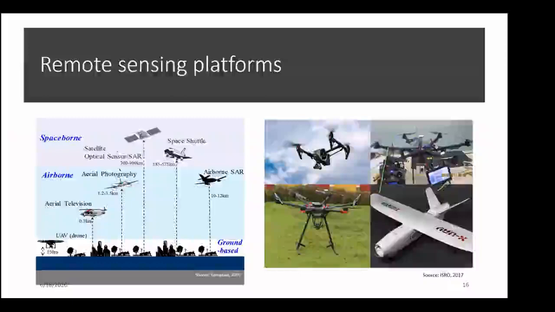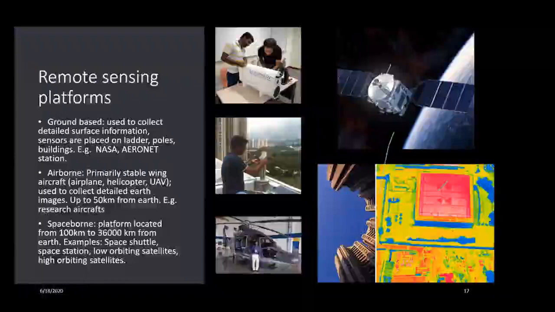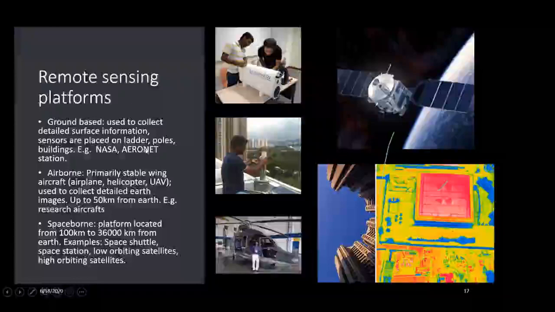It depends on the size of the UAV as well. So the platforms are summarized. The ground-based remote sensing do exist. Most of the time, the ground-based remote sensing helps you to see horizontally and sometimes helps you to see up from the ground. The image that you are seeing second is an example of the NASA's Aeronet station that I used to maintain during my PhD time in Hong Kong.